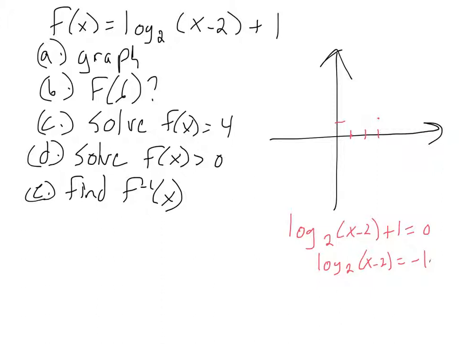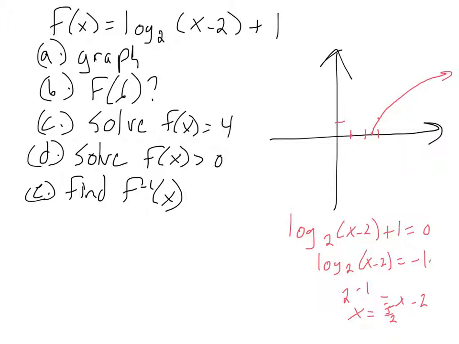All right, and so we go 2 to the negative 1 equals x minus 2. And so x ends up equaling, oh, well, 2 to the negative 1 is 1/2, plus 2 is 5/2. So actually it does have a nice even one. So 5/2, which is right here, is going to be its new x-intercept. So it's going to look roughly like this.